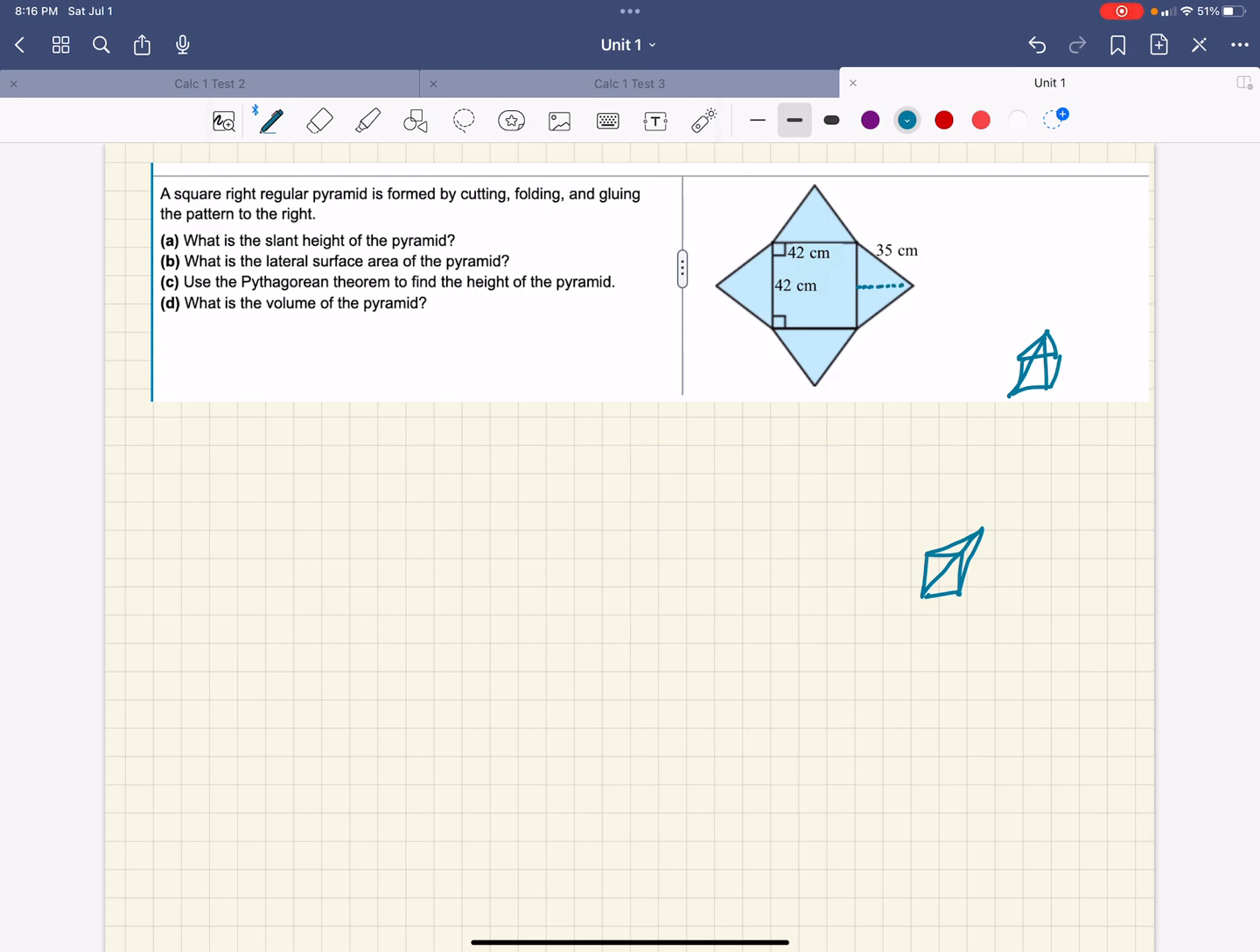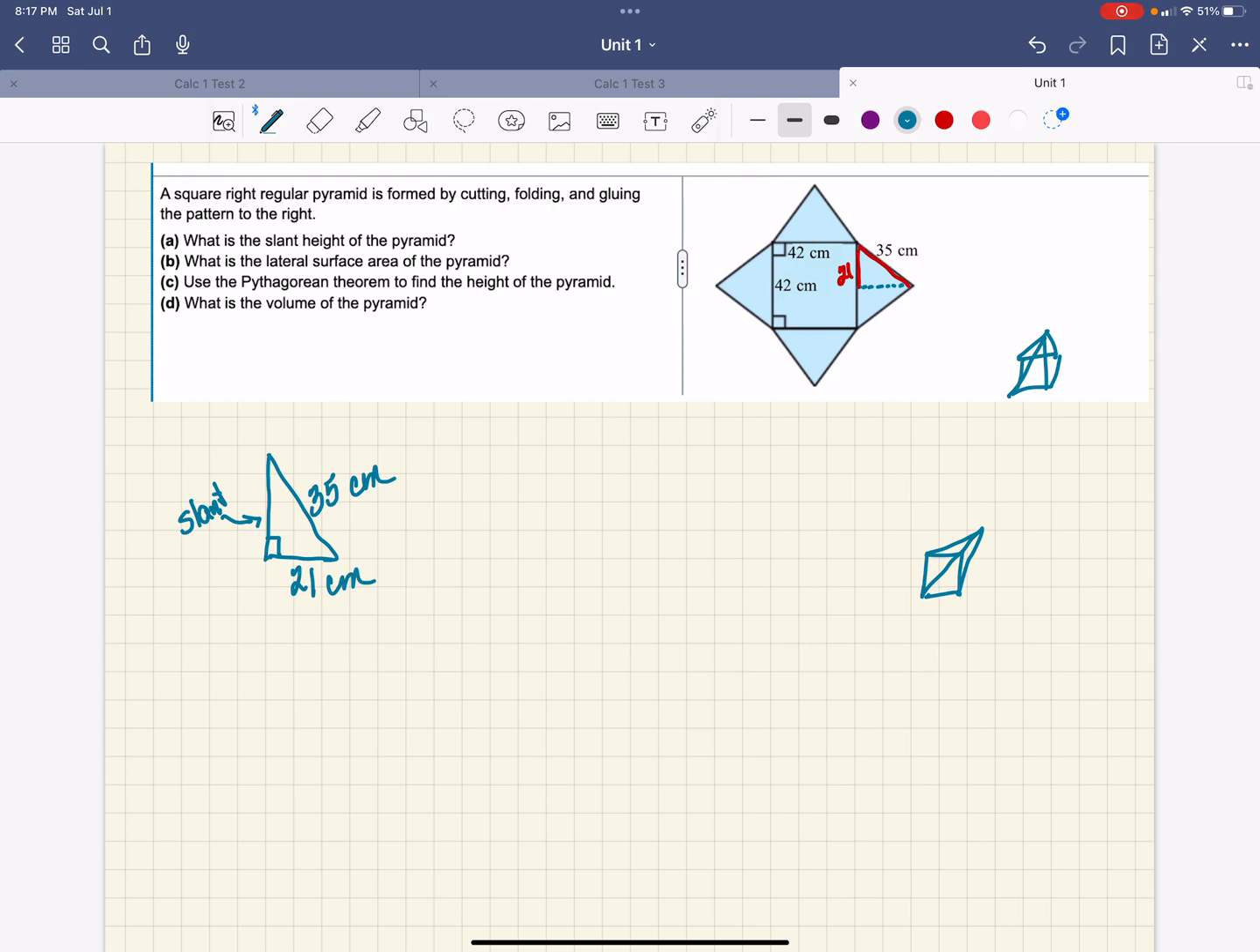Now, what we've created is a right triangle. This distance right here is 35. This distance right here is going to be half of this 42, so it's going to be 21. This perpendicular part right here is going to be our slant height. Here's our right triangle. This is 21 and this is 35, and we're talking about centimeters.